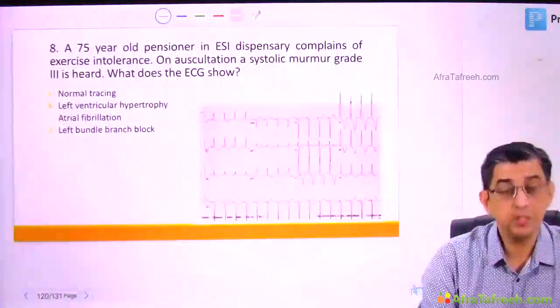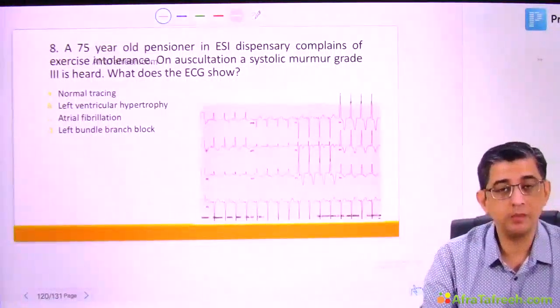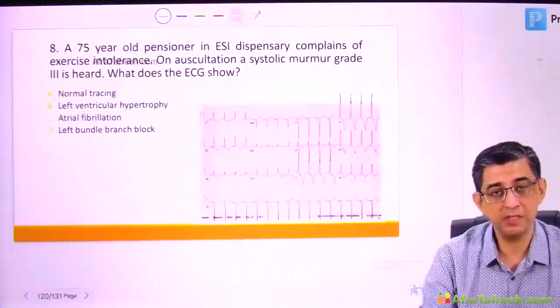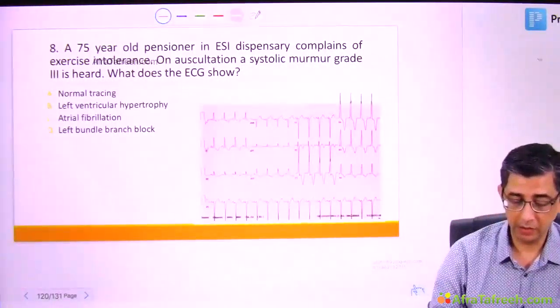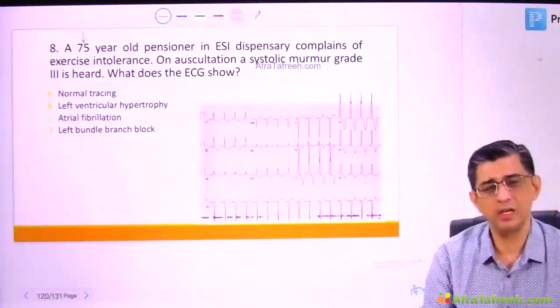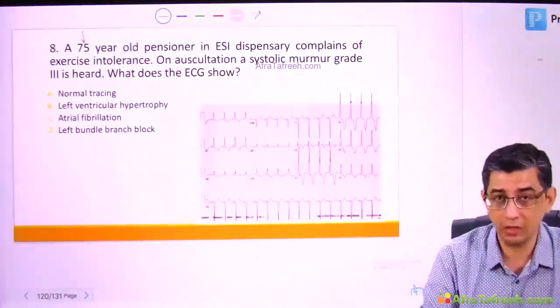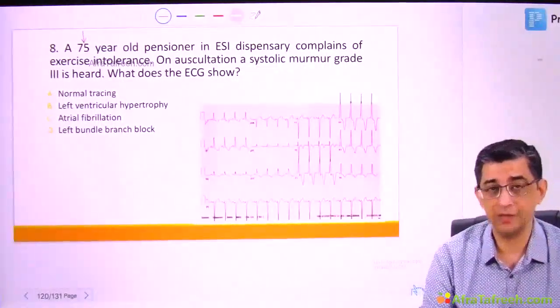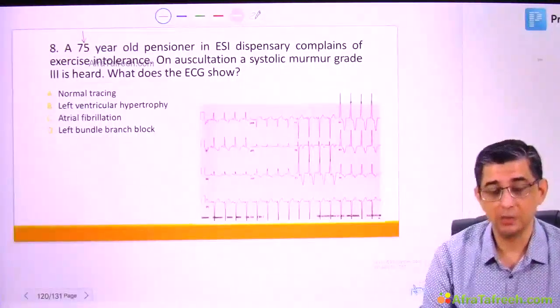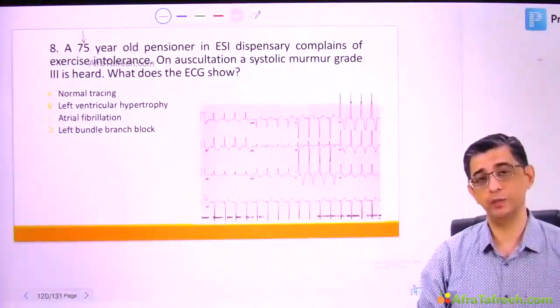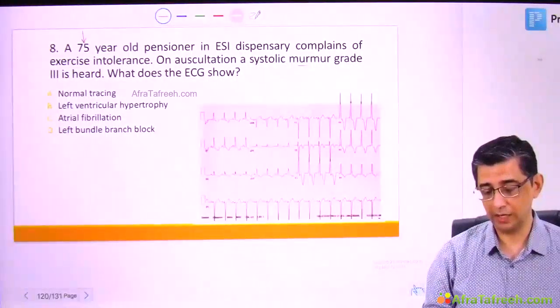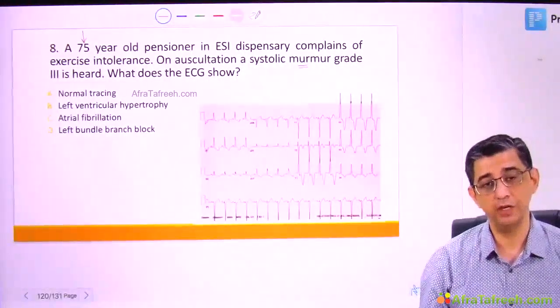Coming to the next question, he's talking about a 75-year-old person who comes to an ESI dispensary complaining of exercise intolerance. In cardiology, if the age of the patient is usually in the geriatric age group, there are usually two possibilities. Either it's going to be a question on an acute coronary syndrome event, or it's going to be a valvular lesion, aortic stenosis. The question then says, on auscultation, a grade 3 systolic murmur is heard. So I think that the question is based on a valvular lesion only.